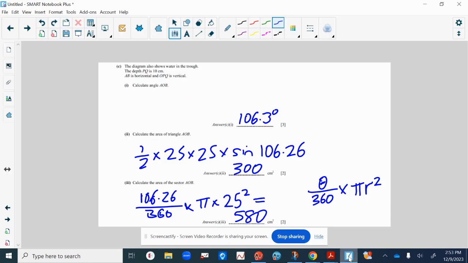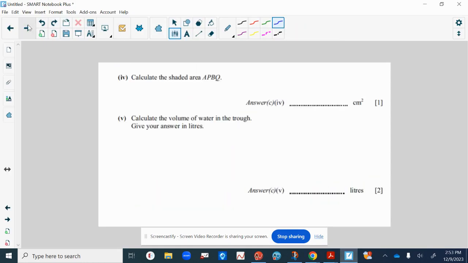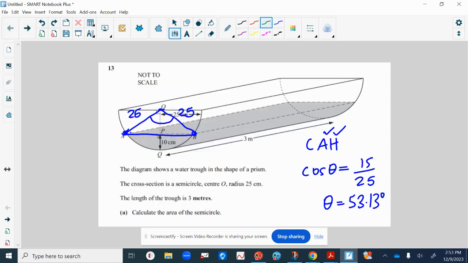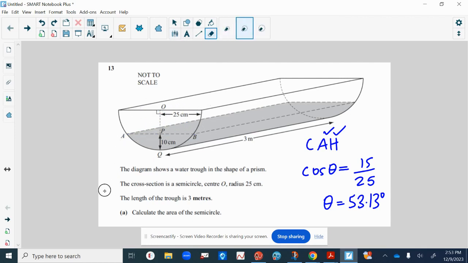Right, and then part four. Let's look at that. Part four, calculate the shaded area APBQ. So let's do that then. Oh yeah, hang on, this is done for us. Right, so the shaded area, obviously shaded in, otherwise they wouldn't call it a shaded area. So that is that funny thingy. In order to get that, well, they've done a lot of the work for us here, building up to this, because we found out the area of the sector.